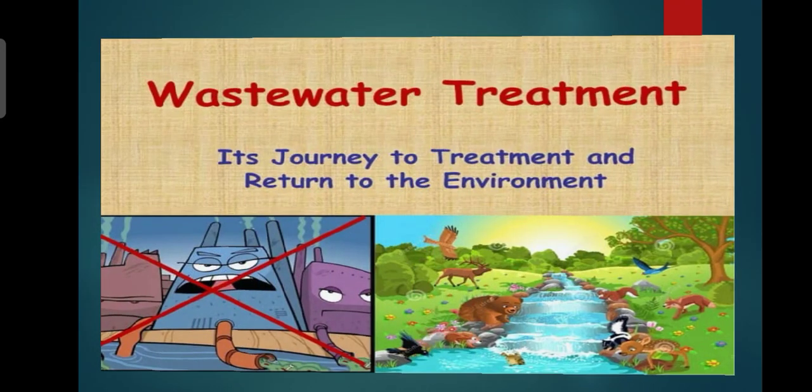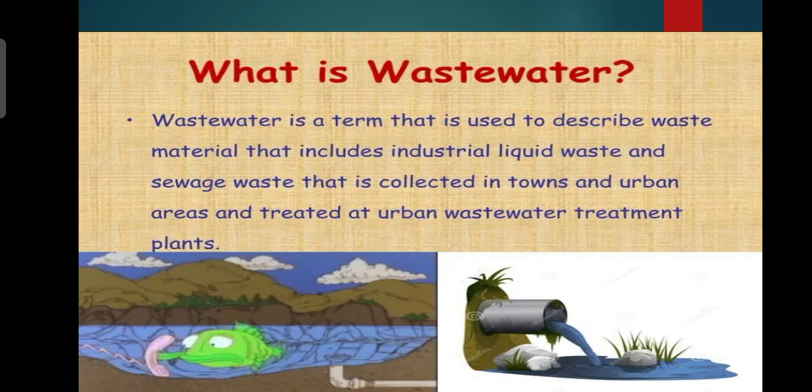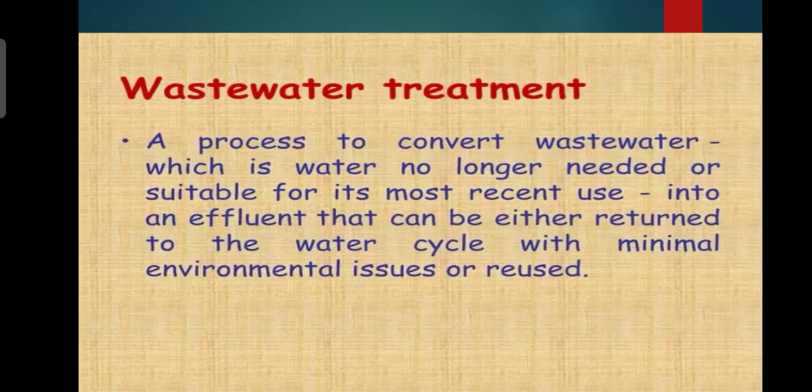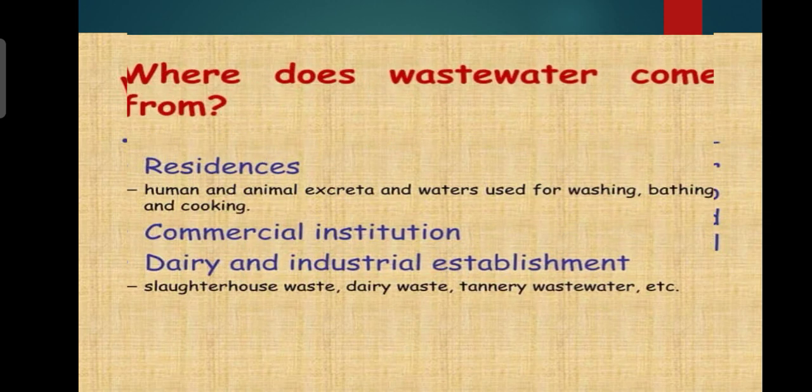The next process is wastewater treatment. Wastewater is a term used to describe waste material that includes industrial liquid waste and sewage waste that is collected in towns and urban areas and treated at urban wastewater treatment plants. Wastewater treatment is a process to convert wastewater, which is water no longer needed or suitable for its most recent use, into an effluent that can be either returned to the water cycle with minimum environmental issues or reused. Where does the wastewater come from?